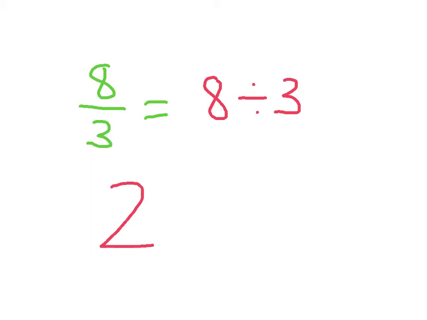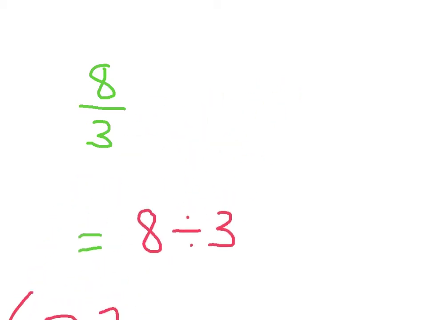Now 2 lots of 3 equals 6. So we need to find out how many are left over. If we've got 2 lots of 3 equals 6, and we're trying to get up to 8, then we know there's going to be 2 left over. We express that as a fraction: 2 and 2 out of 3. The denominator never changes.